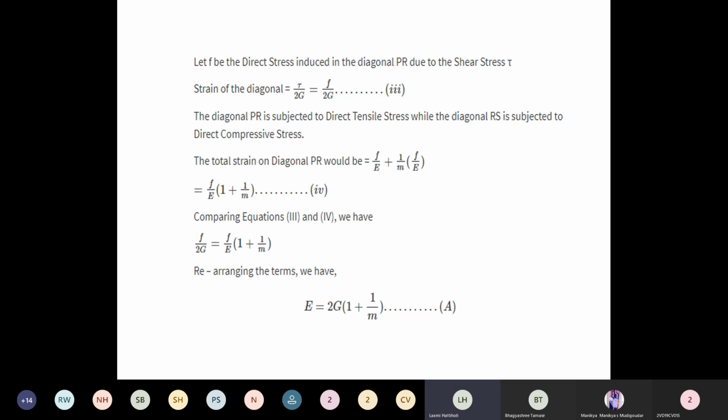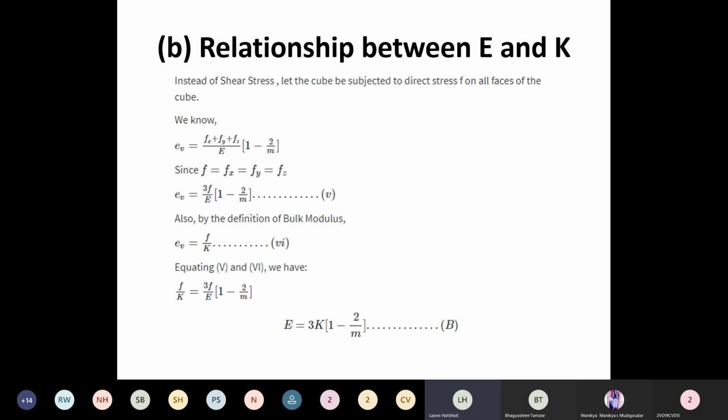So now finally, by equating these two, I can write an equation. Just see the last equation, E is equal to 2G into 1 plus mu. So instead of mu, I am taking it as 1 by M. E is equal to 2G into 1 plus mu. So this is the first equation.